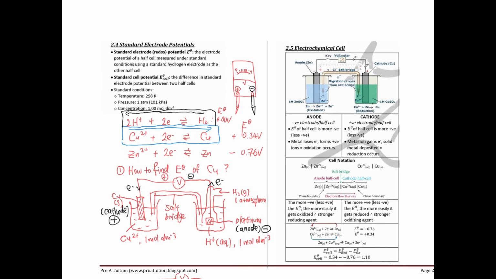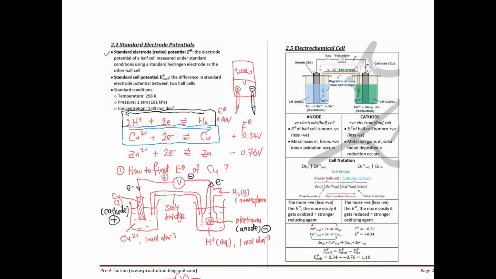So so far we have done until here, the first point only. So the next point. After understanding standard electrode redox potential, that is E theta, remember you can find E theta from the data booklet. Now we just continue with the next point.